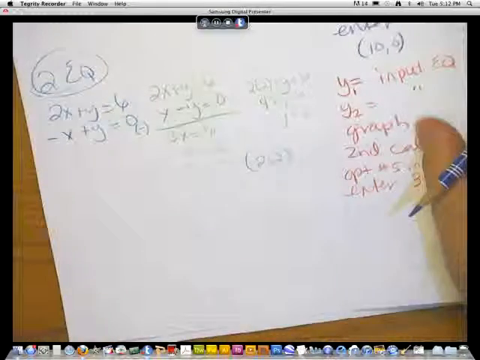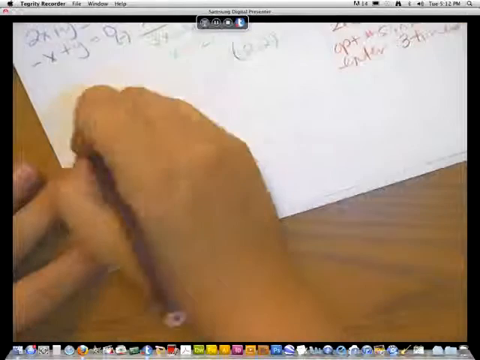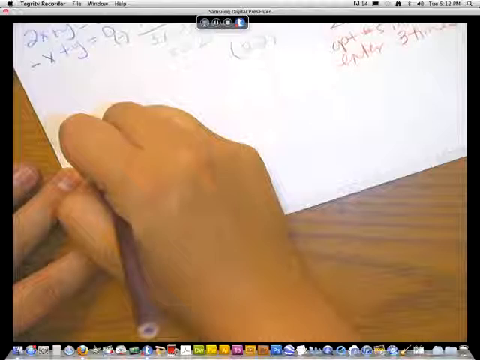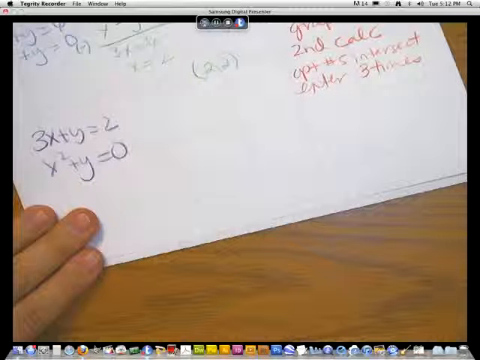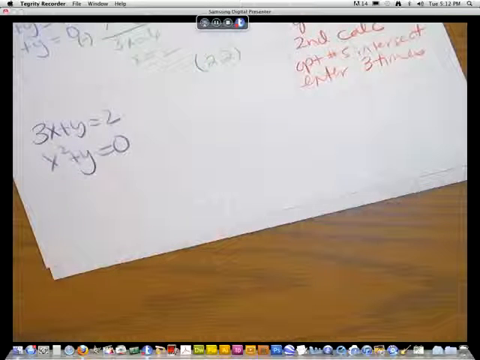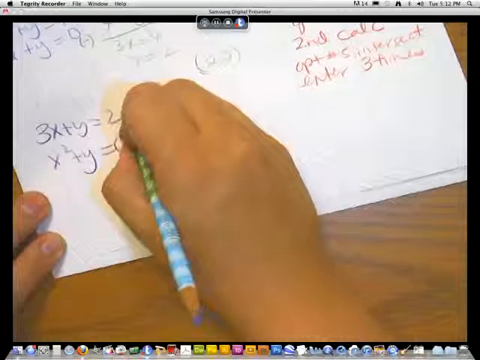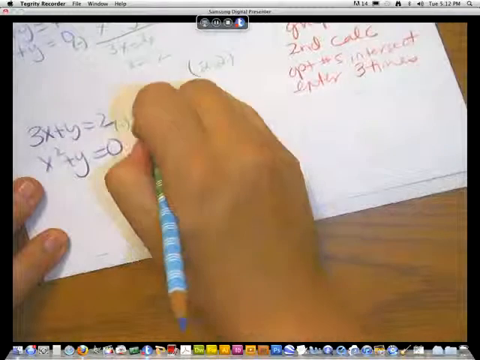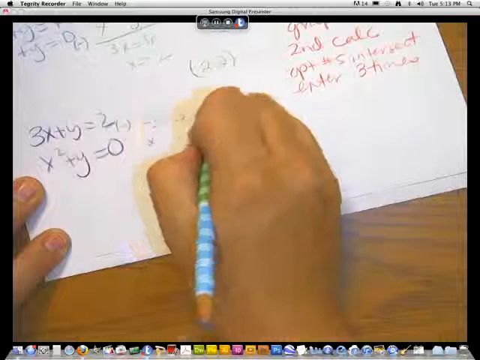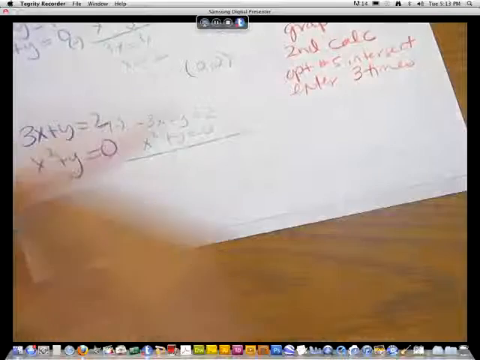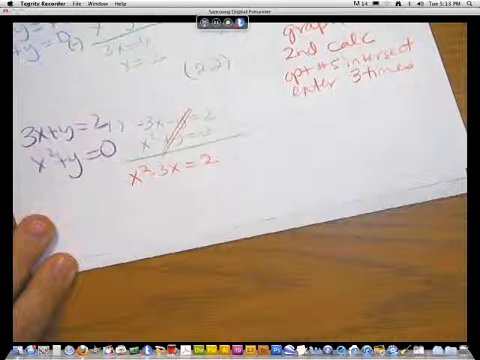Okay. This works even if we are not doing 2 lines, but if we're doing a line and a parabola or a quadratic. I can solve these the exact same way. I can set them up and I can notice that I can get rid of y's if I multiply by a negative. So I'm going to multiply the top one by a negative. So I get negative 3x minus y is 2. And on the bottom, I'm going to leave that one. So when I put these together, the y's do go away, but it leaves x squared minus 3x is 2.